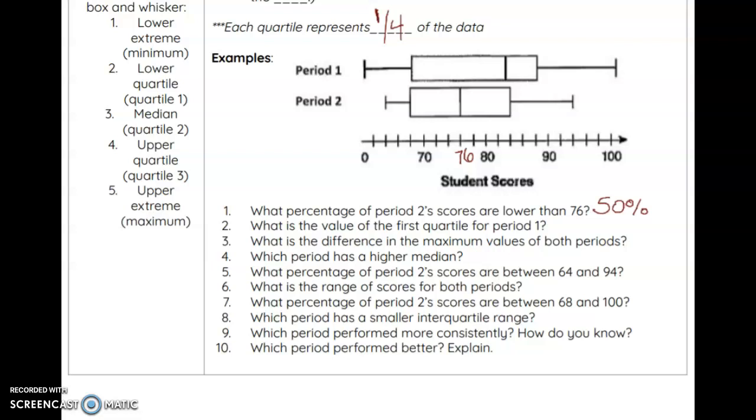Number 2, what is the value of the first quartile for period 1? So period 1 is here. First quartile would be the end of the box. And so if you go straight down, that looks to be 68.